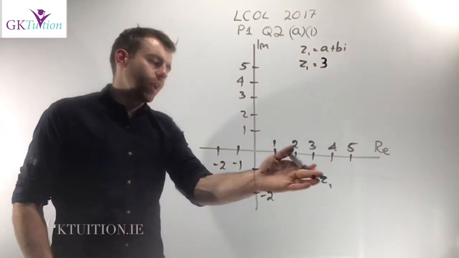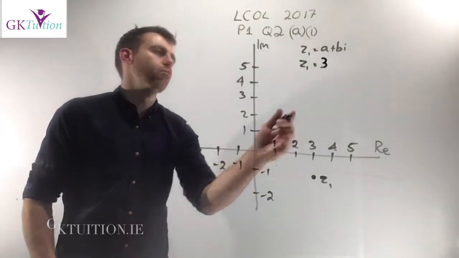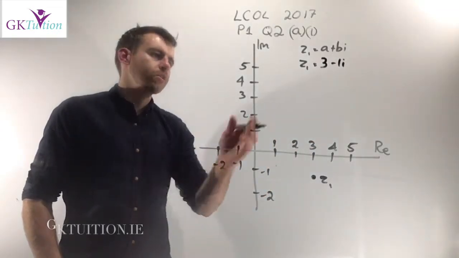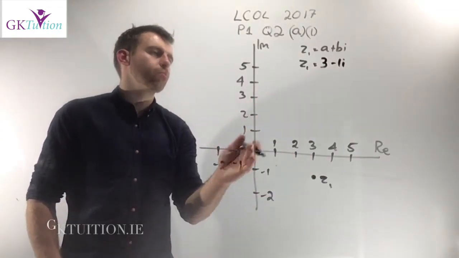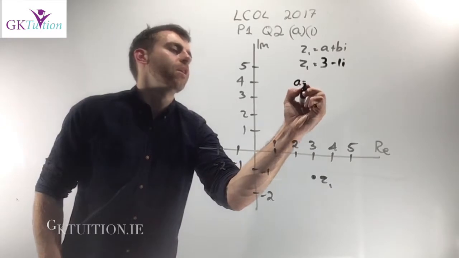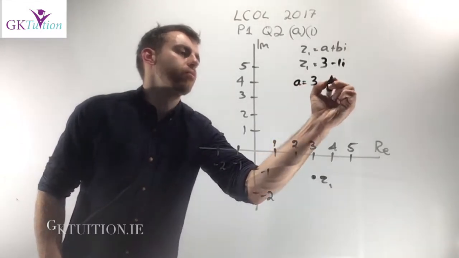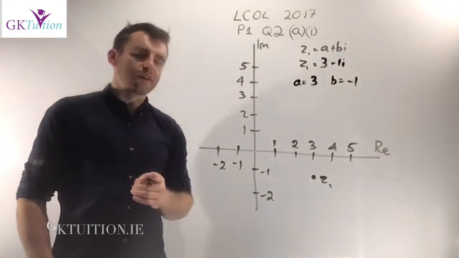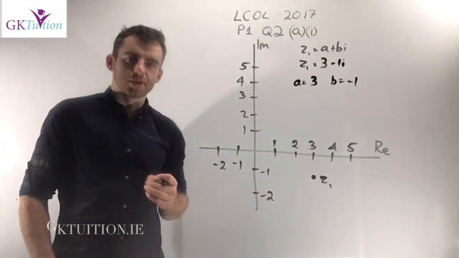Clearly the imaginary value, if we work across, is minus 1. So that means it must be 3 minus 1i. So Z1 can be written as 3 minus 1i. So to fill this in, your answers are A is equal to 3 and B is equal to minus 1. That's all you needed to write down to get the full marks in the first part of this question.